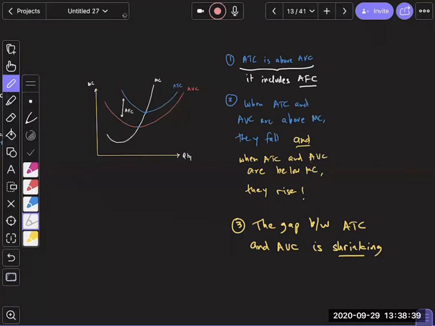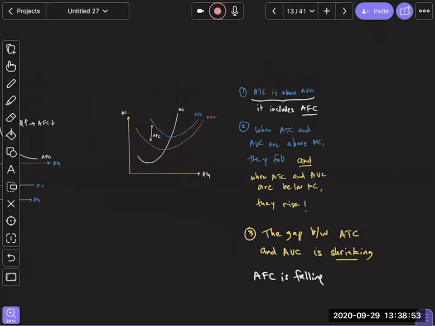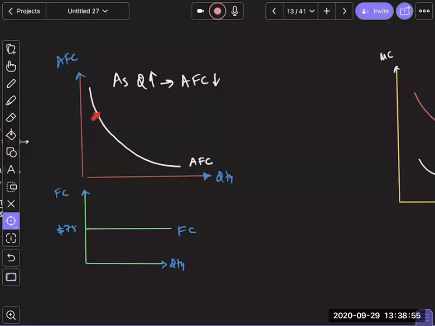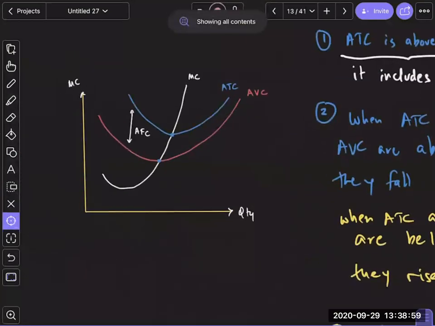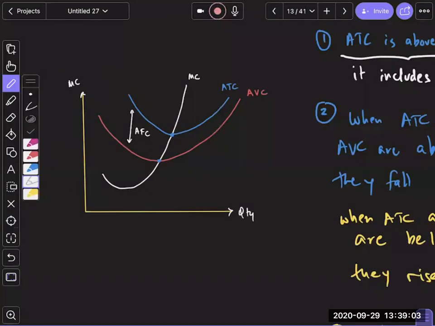No. Why is the gap between ATC and AVC shrinking? Because Danish is right, Gaurav is right, because AFC is falling. Look at this, guys, AFC is continuously falling. So the gap between these graphs is shrinking. AFC is much smaller later on than before.